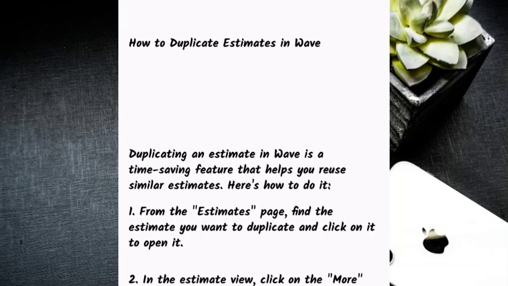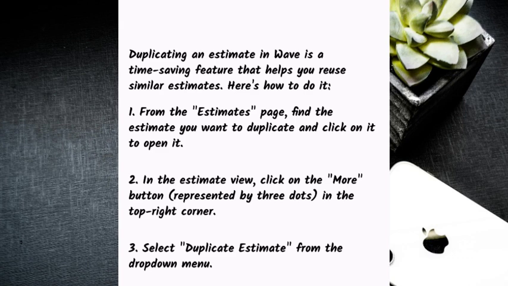In today's video we're going to talk about how to duplicate estimates in Wave. Duplicating an estimate in Wave is a time-saving feature that helps you to reuse similar estimates, and here's how to go about that. Now, from the estimates page, you want to find the estimate that you want to duplicate and then click on it to open it.